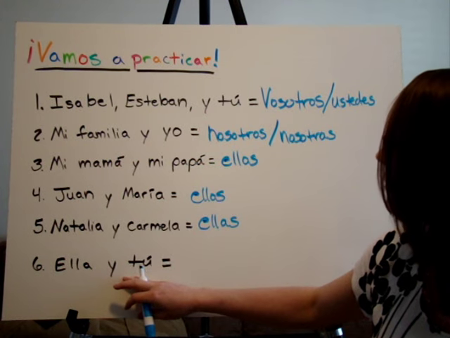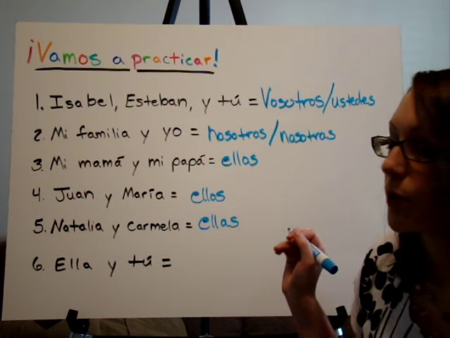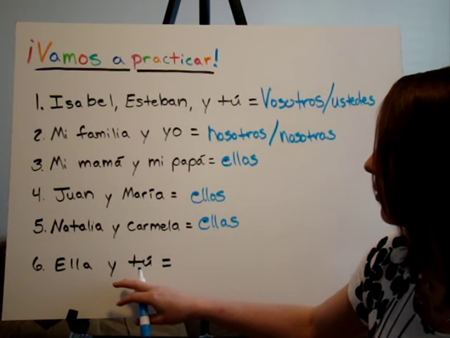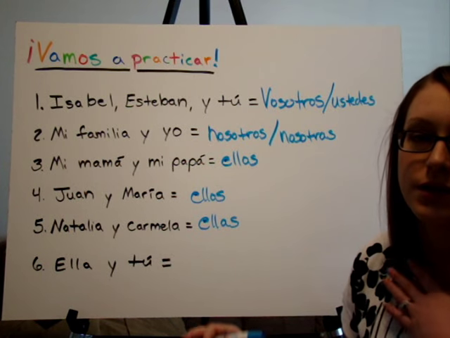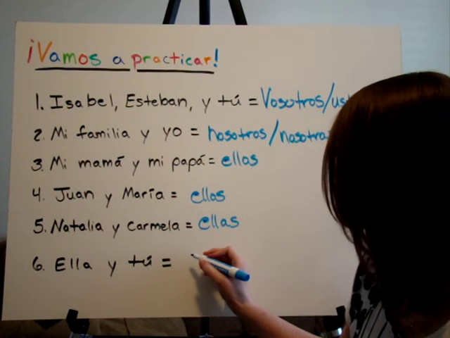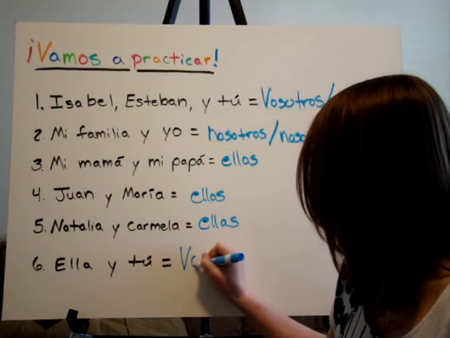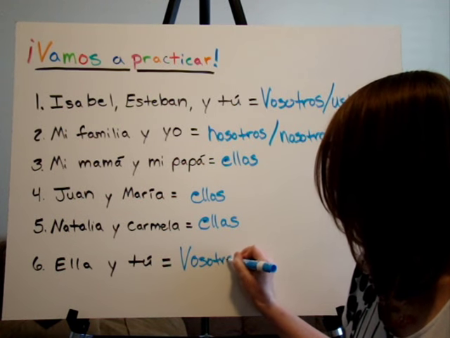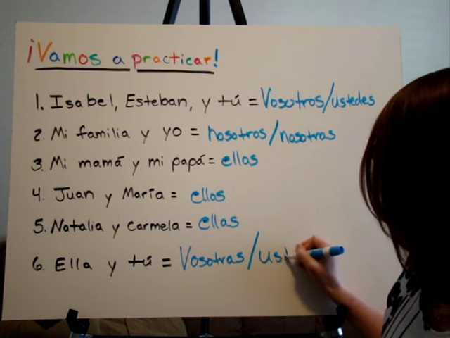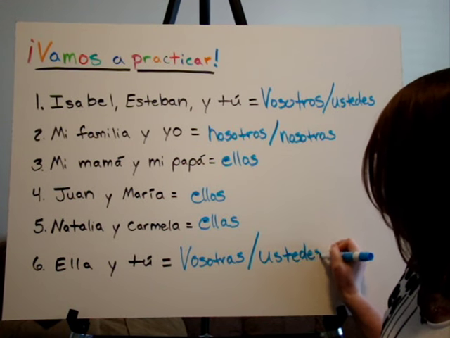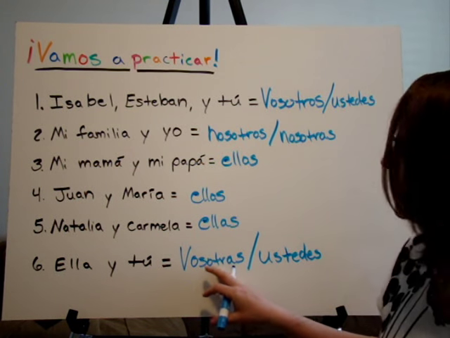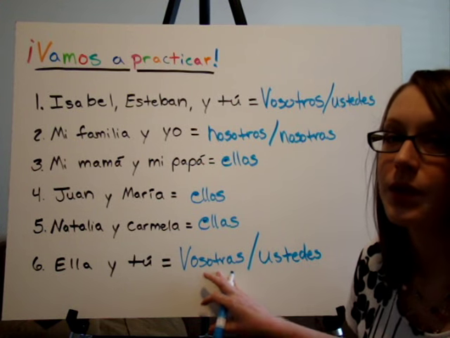Ella y tú is very similar to the first example, except the difference is that these are both female ladies if you are talking about this. If this person is a lady, then we would say, instead of vosotros, vosotras. Or we could say ustedes. However, if we're not sure who this person is, if it could be a guy, then we would end up with vosotros as well. Okay?